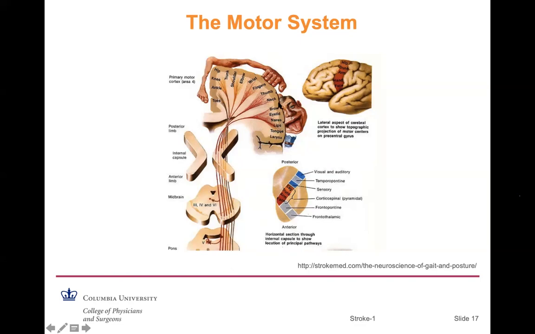Versus if you have an injury just in this part where the face is represented, it might only be your face that's affected. If you have an injury where just the hand is represented, you might just have your hand affected. Or if you have an injury where your leg is represented, it might only be your leg that's affected. But if you have a massive injury to the brain across that whole structure, then that whole area will be affected.